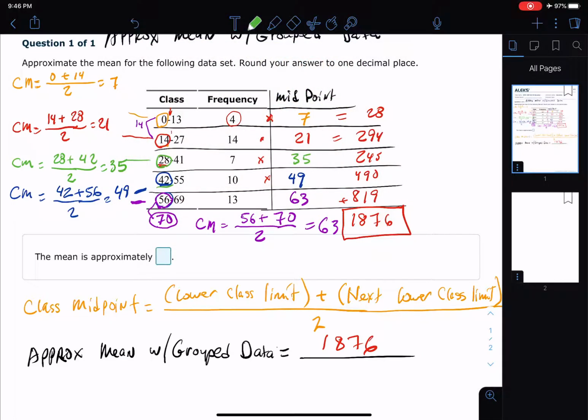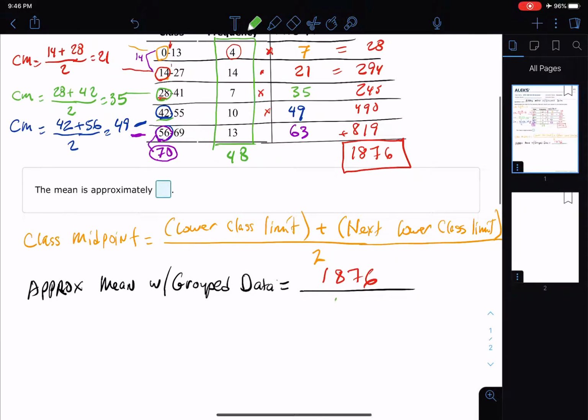I'm going to have to get rid of some of this purple stuff, so hopefully you could always go back and look at it if you needed to. Okay, because I need to add up the frequency. That would be the number of how many items I had. So that's what I have to divide by. So if I add all those numbers up, I get 48. And that's my denominator of the mean. 48 numbers were added up.